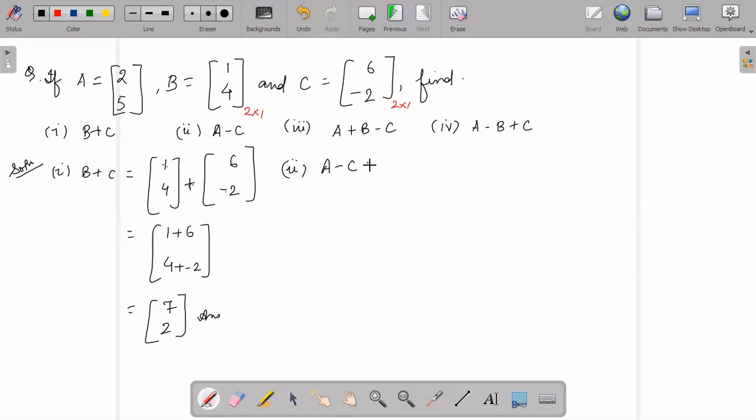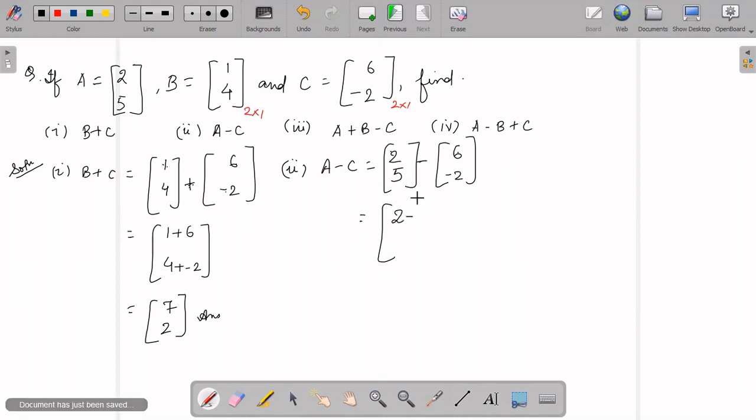Second wala. A minus C. A is 2, 5. And minus C is 6 minus 2. How do we subtract it? So 2 minus 6. And see how I'm doing it. 2 minus 6, likhenge. Directly don't write the value of 2 minus 6, which is minus 4. Directly mat likho. Likho 2 minus 6. And then 5 minus minus 2.